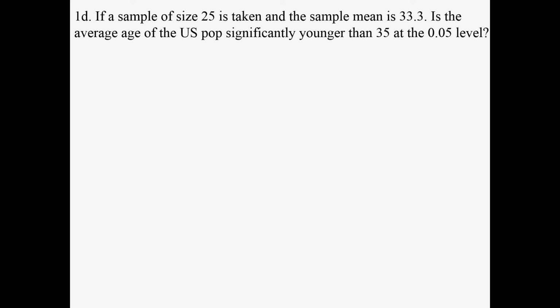First, we set up the null hypothesis and alternative hypothesis. The null hypothesis states that the average age of the US population is not significantly different from 35. And the alternative hypothesis says that the average age of the US population is significantly younger than 35. And we set the 5% alpha level, and then we need to find the critical z-score that corresponds to 5% alpha in a one-tail test.